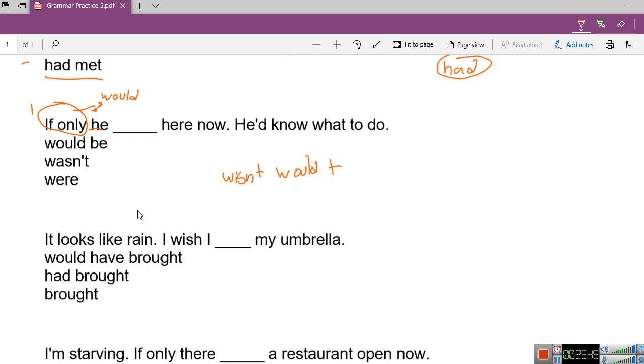Now, would is not correct. We have was or were. If only he were here now. Yes, very well. So, I'm talking about a present desire.